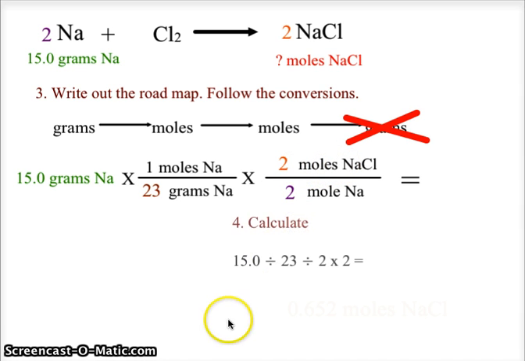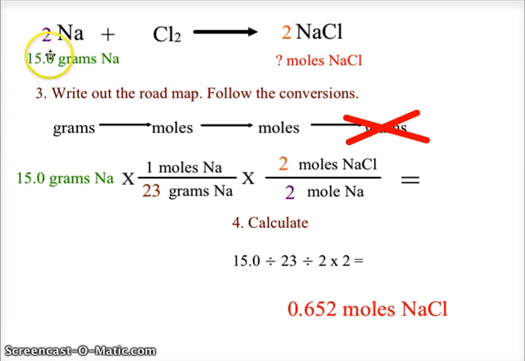So our calculations become 15.0 divided by 23 divided by 2 multiplied by 2. Numbers in the numerator are multiplied, numbers in the denominators are divided, and our final solution is 0.652 moles of salt. And we had 3 significant digits in our original question, so we need 3 significant digits in our final solution. 0.652 moles of salt.